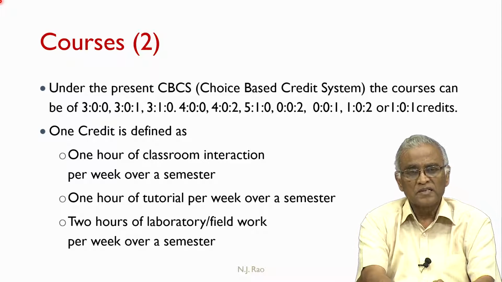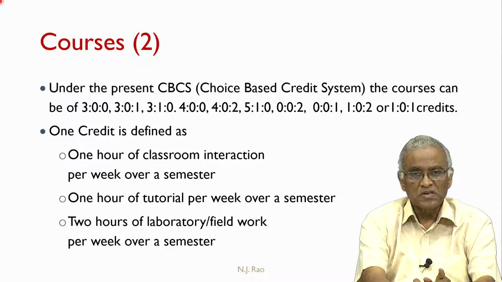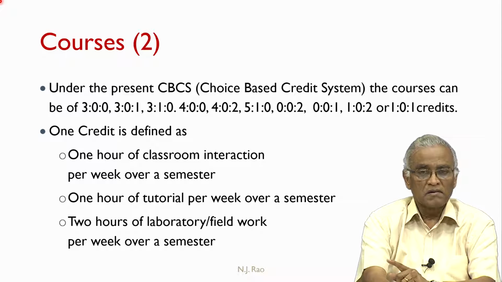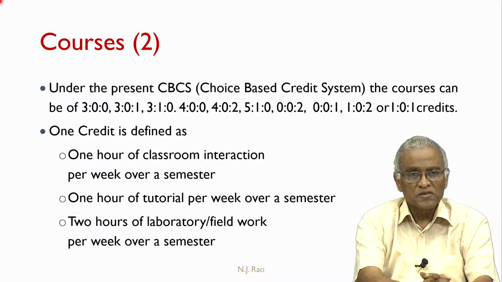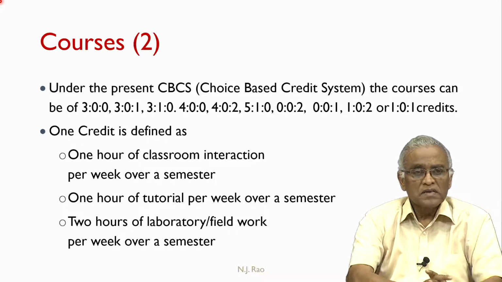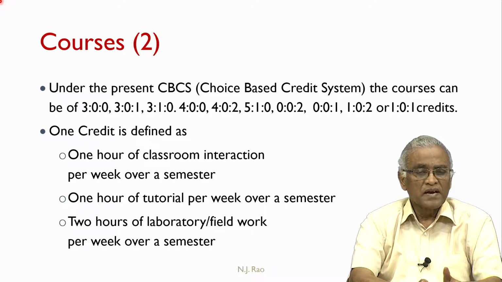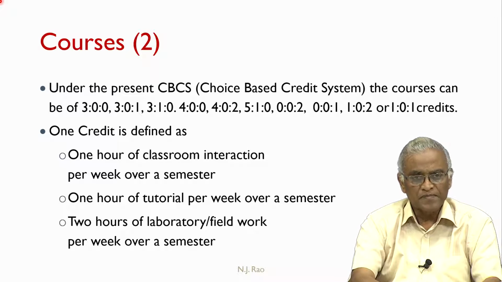For example, skill enhancement courses are dominantly 2 credits, which can mean either 0:0:2 or 1:0:1. So, all these possibilities exist. And now one thing that has happened, as we notice, is that while the credit system has been around for quite some time, it is only a kind of label that is given to a course rather than strictly implemented. What does 1 credit mean?